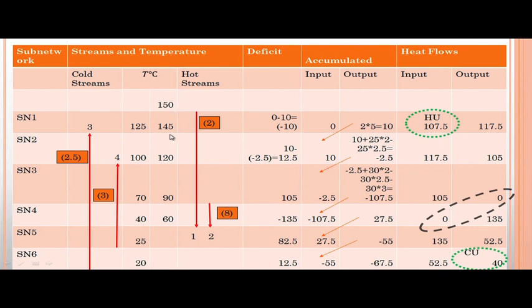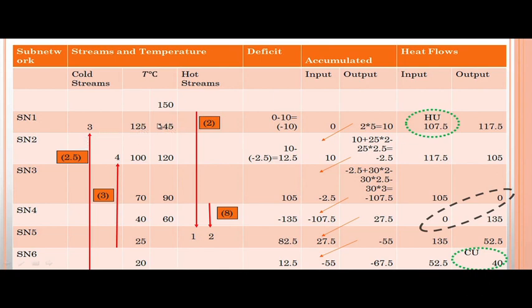Why 145 degree Celsius? Because below 145 degree Celsius, we will have some other interaction. So, if it is 145 degree Celsius, then the cold side temperature, what could be the cold side temperature? The cold side temperature is 125, that is the highest temperature of one of the cold streams.